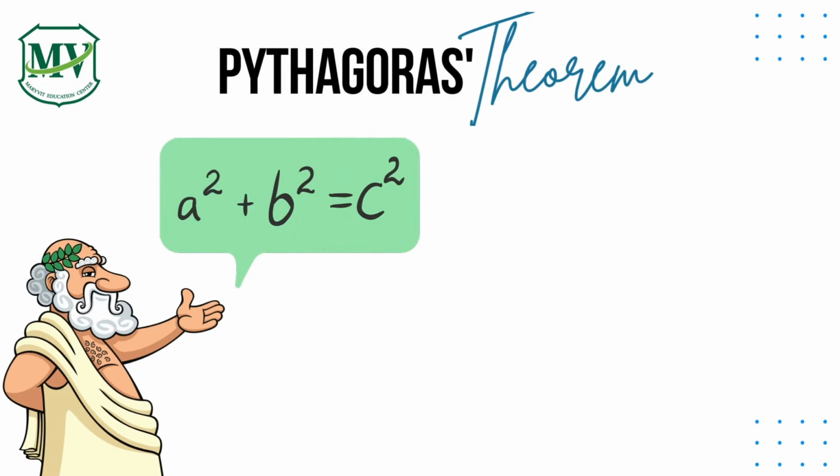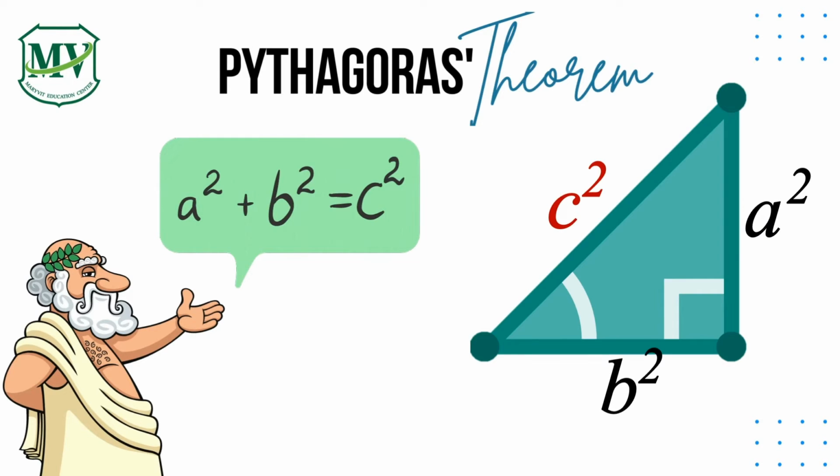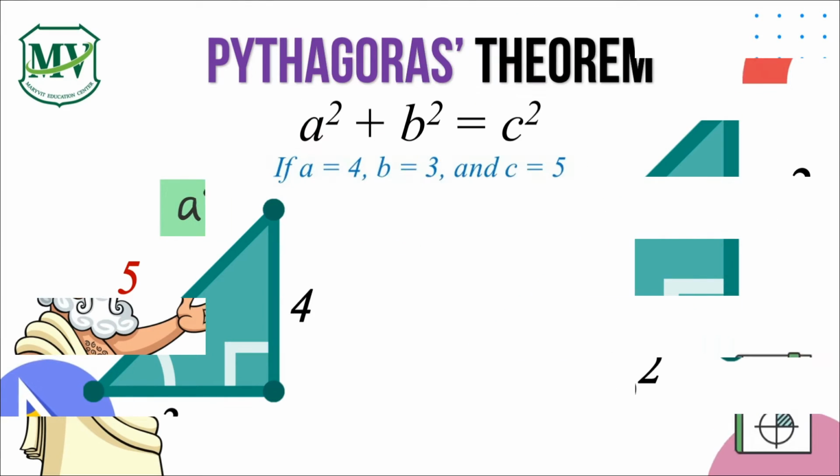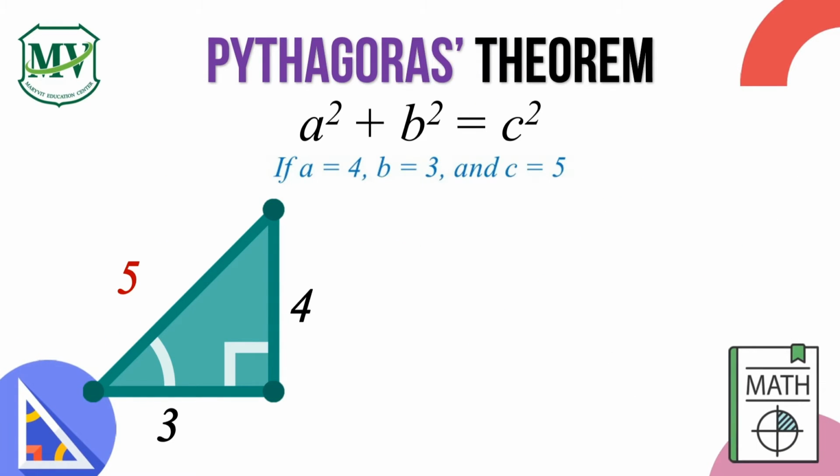The Pythagoras theorem states that the square of the hypotenuse of a right-angled triangle is equal to the sum of the square of the two other sides. What does it mean? When we add the square of A and B, it is equal to the square of C. Let me give an example about it.